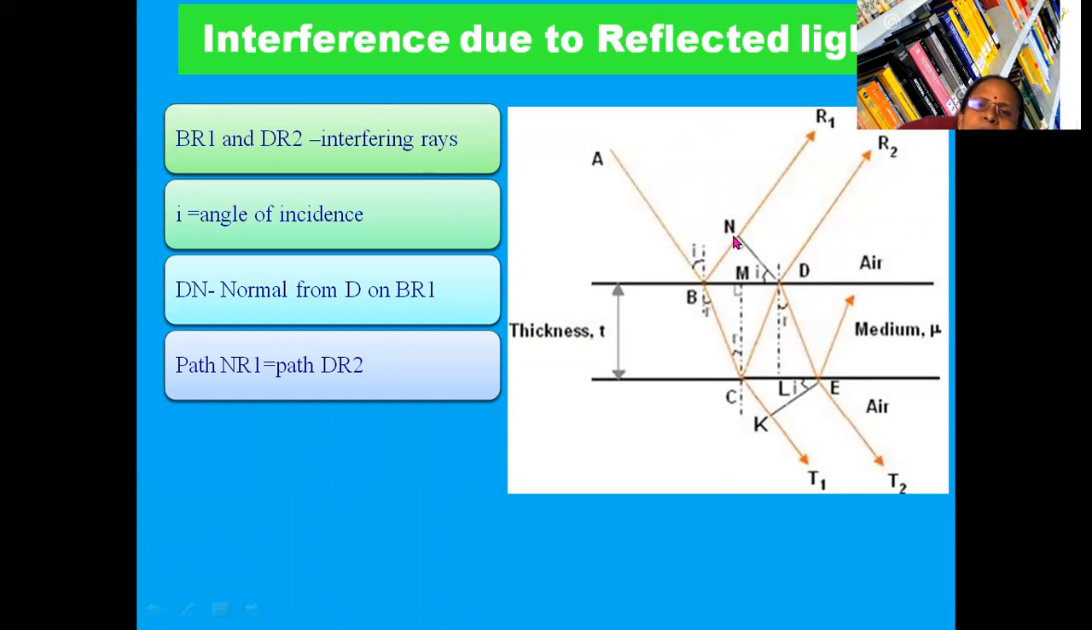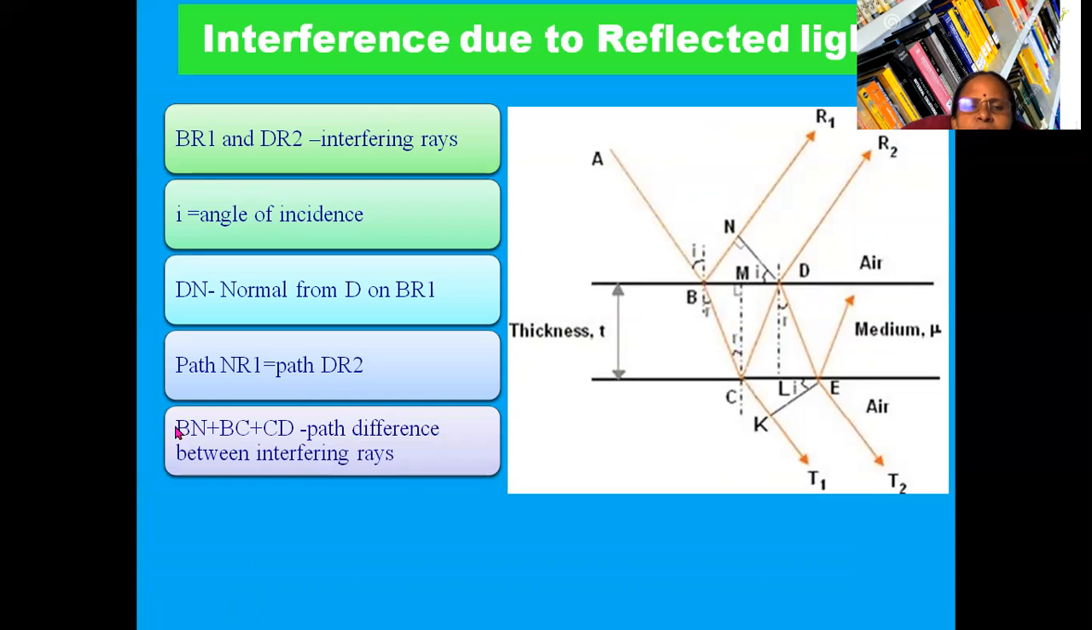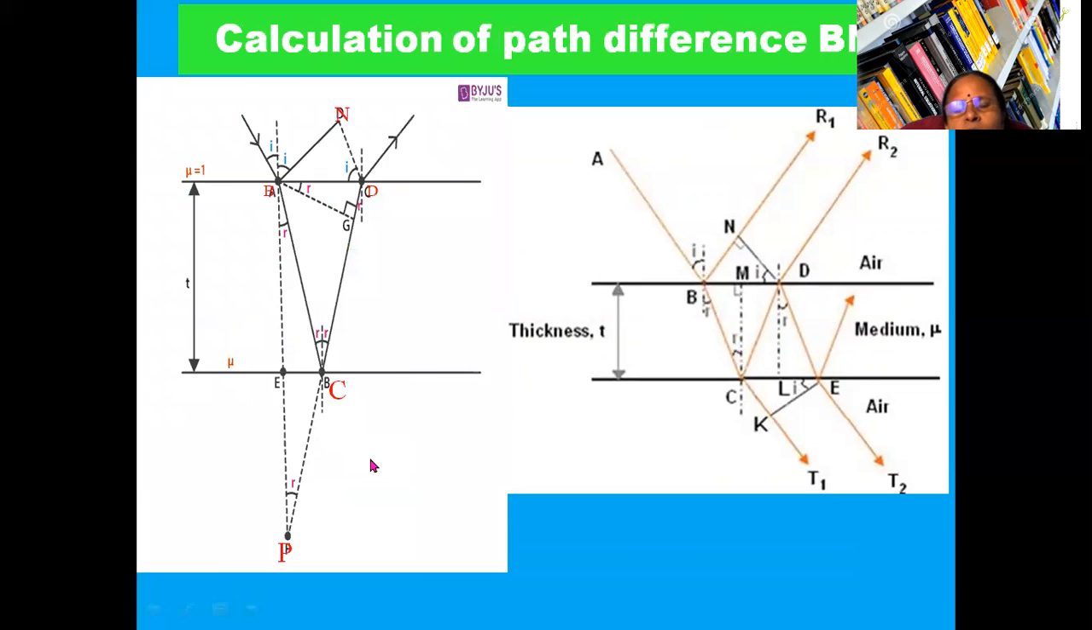Only the path difference between these two rays is this BN plus BC plus CD. So we may say BN plus BC plus CD is the path difference between these interfering rays BR1 and DR2. To calculate this path difference, let us do some construction in the same diagram.